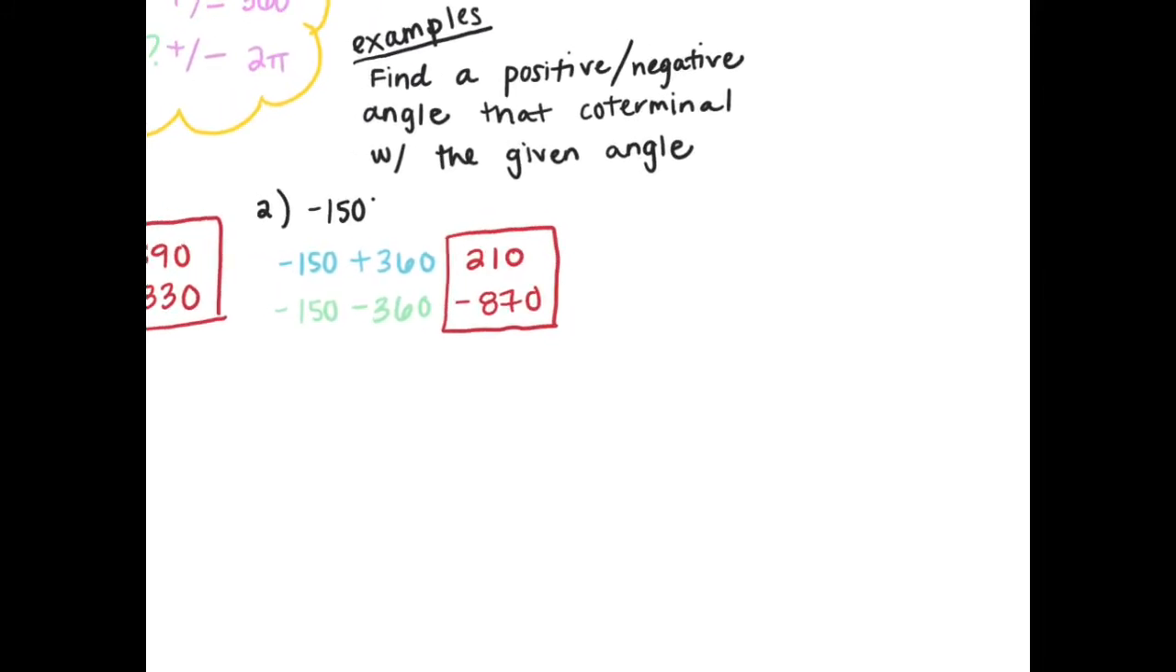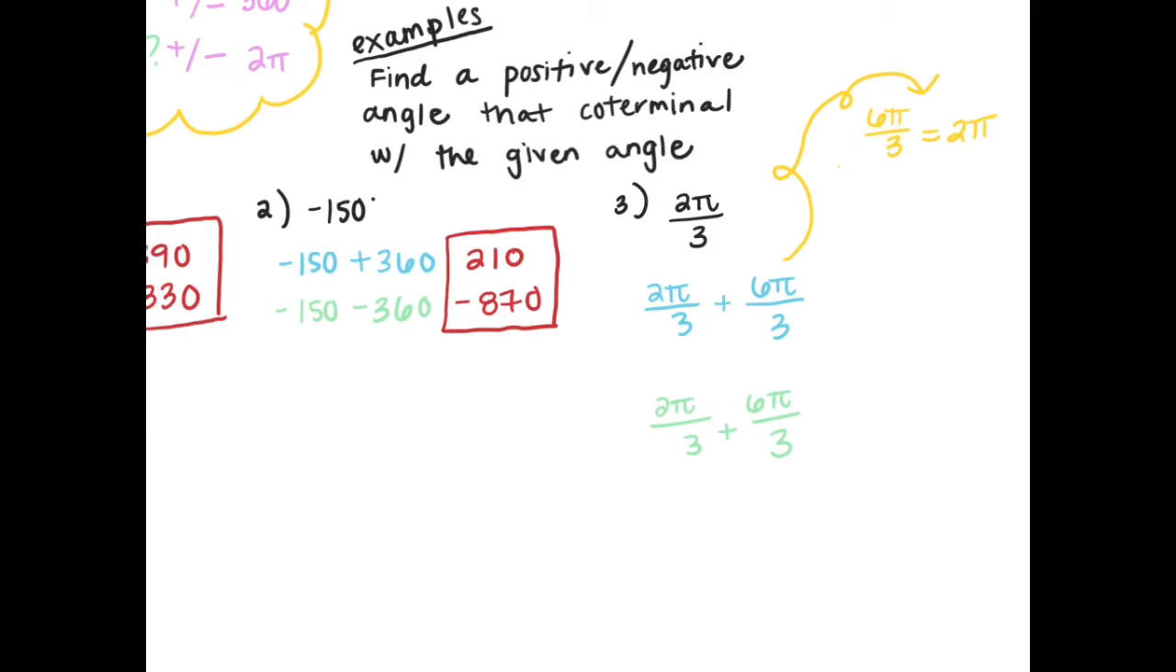Let's try one more. This time, let's take a look at 2 pi over 3. So I need to take 2 pi over 3 and add and subtract 2 pi. But notice that I'm not writing it as 2 pi. I'm writing it as 6 pi over 3. There is a very big reason for that. It's because 6 pi over 3 is the exact same thing as 2 pi. But in order for me to add and subtract fractions, I need a common denominator. So now when I go to simplify these, I'm going to have 8 pi over 3 and negative 4 pi over 3. Sorry, that had a plus there and it should have been a minus. So again, negative 4 pi over 3.